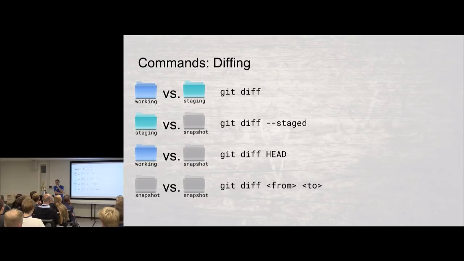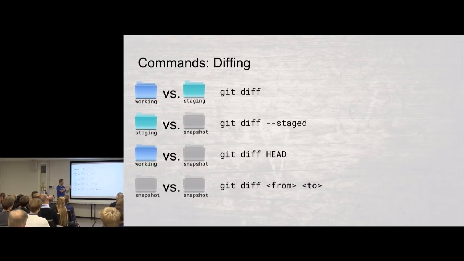To see the differences between the working directory and the staging area, you can just use git diff without any arguments. So that defaults to, okay, what are the changes that I haven't yet staged for commit? And git diff --staged will then say, these are the changes that I have staged for commit. So basically the diff between what's in the staging directory and what's in the latest snapshot.